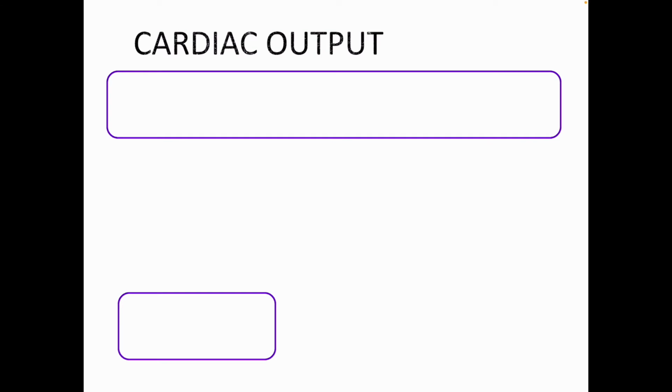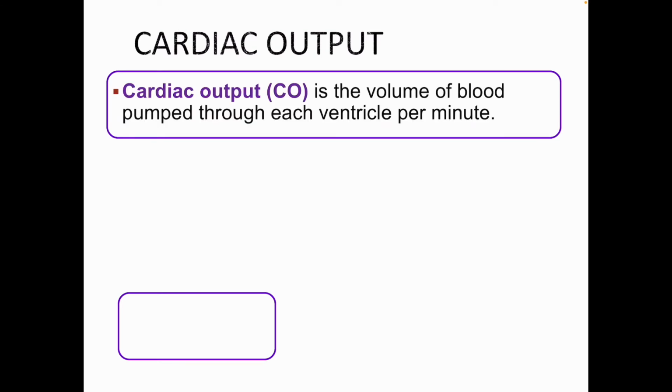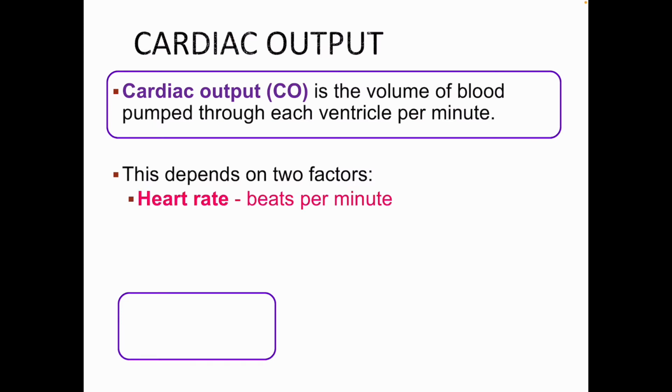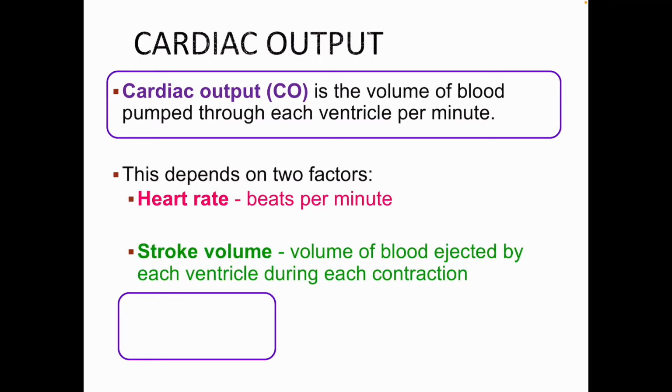Okay, let's talk about cardiac output. Cardiac output is the volume of blood that is pumped through each ventricle per minute. In order to be able to work out the cardiac output, we need to know two other values. We need to know the heart rate in beats per minute, and we need to know the stroke volume, which is the volume of blood ejected by the ventricles during each contraction.